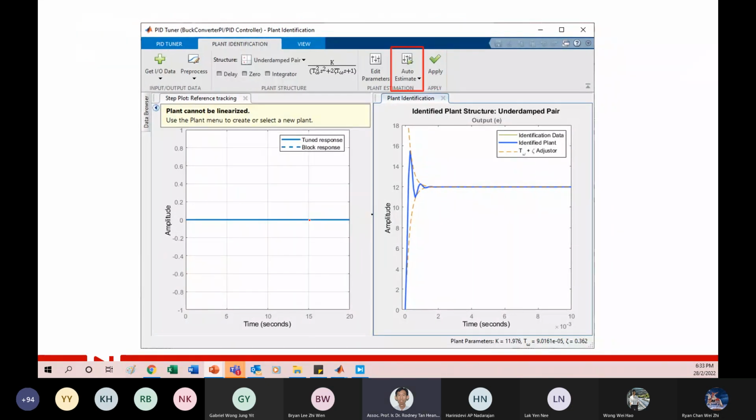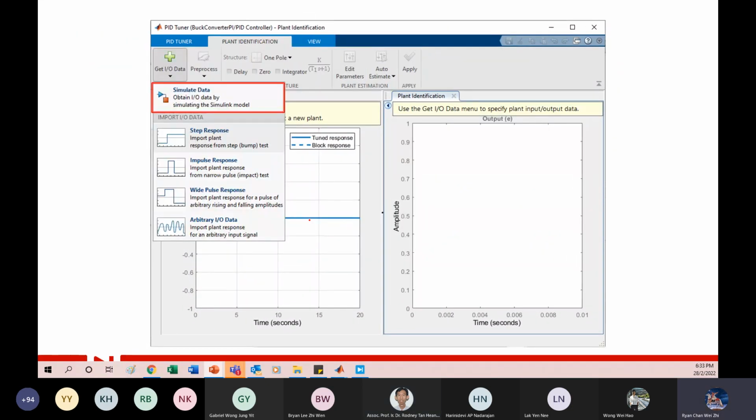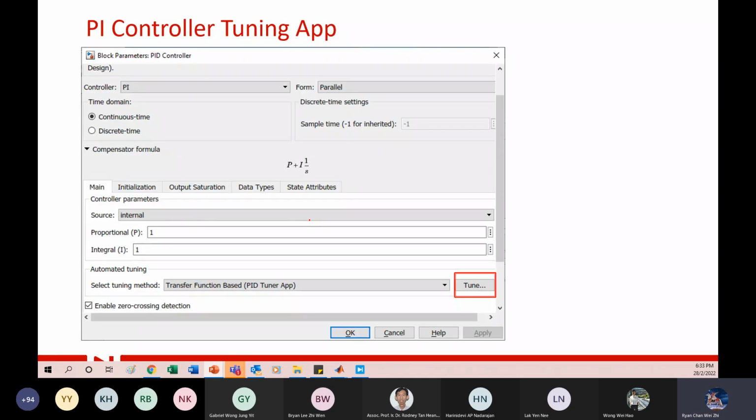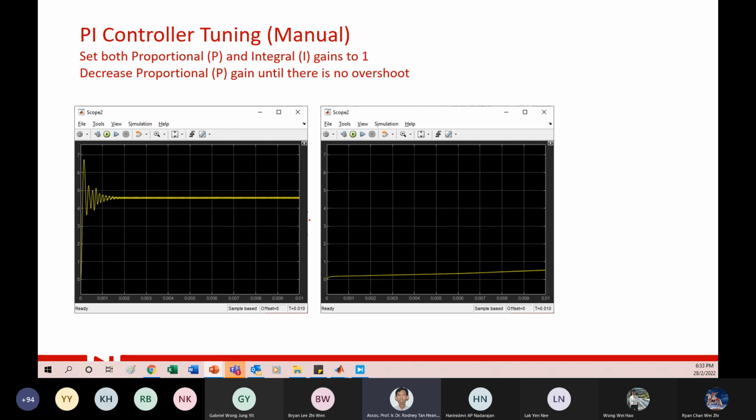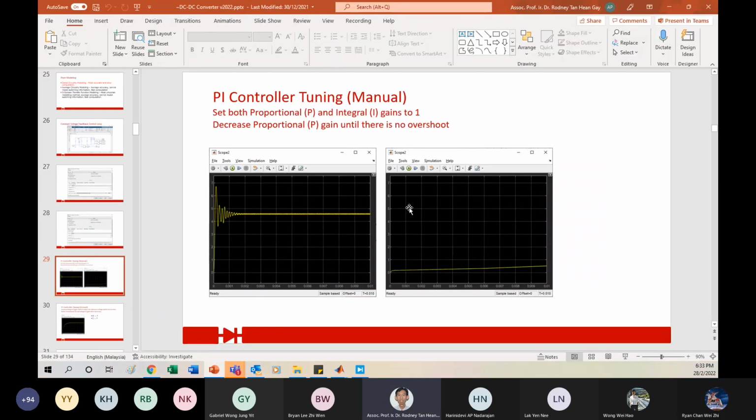Any questions? Yeah, Dr. Rodney, when you say plant identification toolbox, you really mean system identification toolbox, right? Yes, system identification, sorry, yes. Make sure you all have it, otherwise you won't be able to run this. Yes, thank you, Ryan. System identification toolbox. Make sure you install this. This is required for this PI tuning purpose.